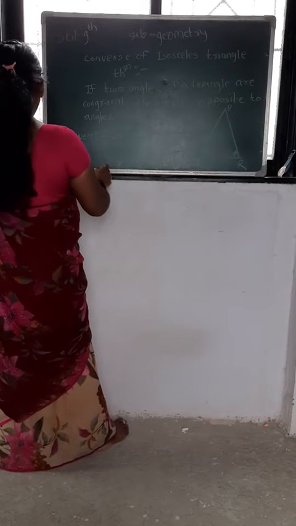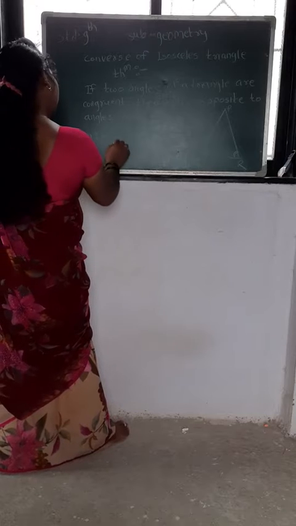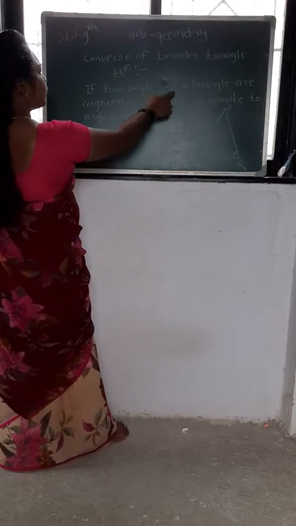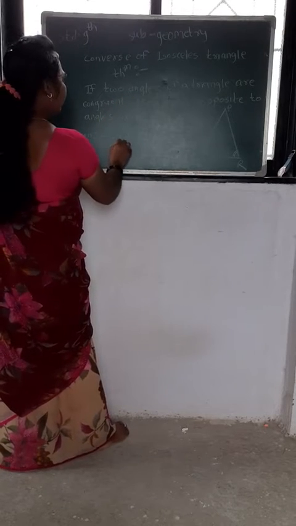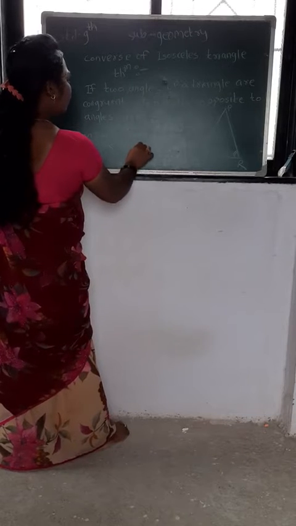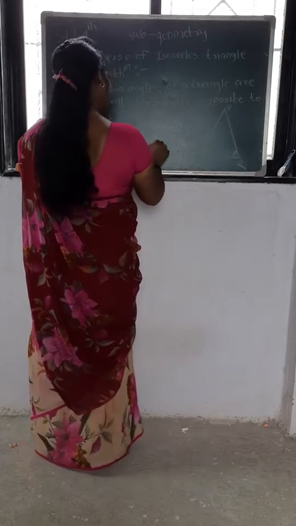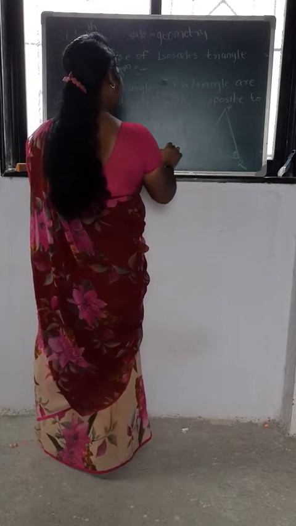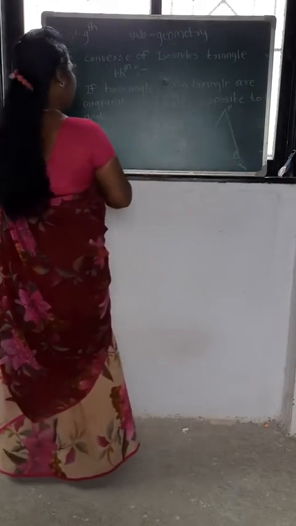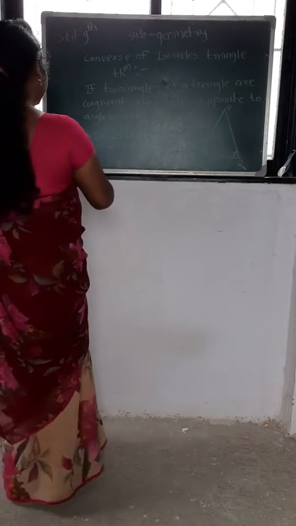In triangle PQR, it is given that two angles of the triangle are congruent. That is, angle PQR is congruent to angle PRQ. This is given. We have to prove that.